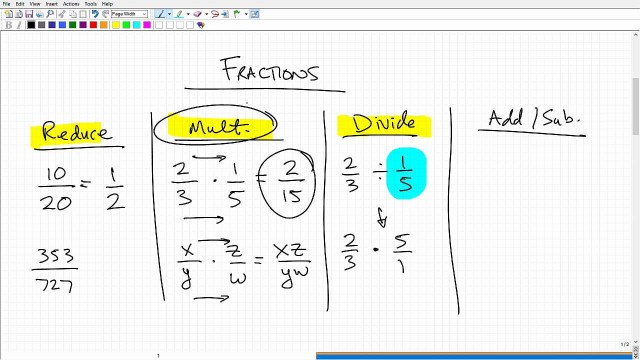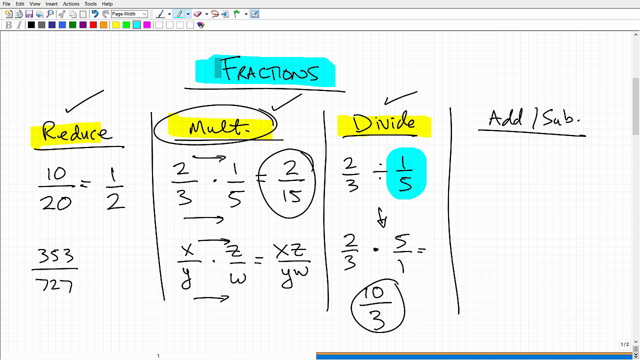Now, we already know how to multiply fractions. I just told you how to do that. So now we just go ahead and multiply this problem. This is going to be 2 times 5 is 10 over 3 times 1 is 3, and we're done. So already right here, if you know generally how to reduce fractions, multiplying and dividing fractions are not too difficult. So with the topic of fractions, we've already covered how to reduce, multiply, and divide. And I did that in like 5 minutes or something like that. It's very straightforward.